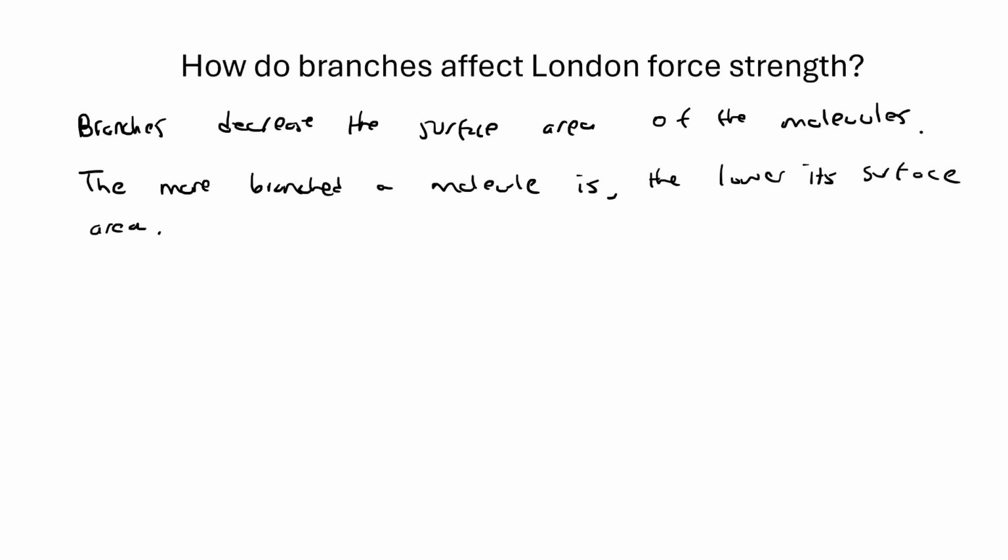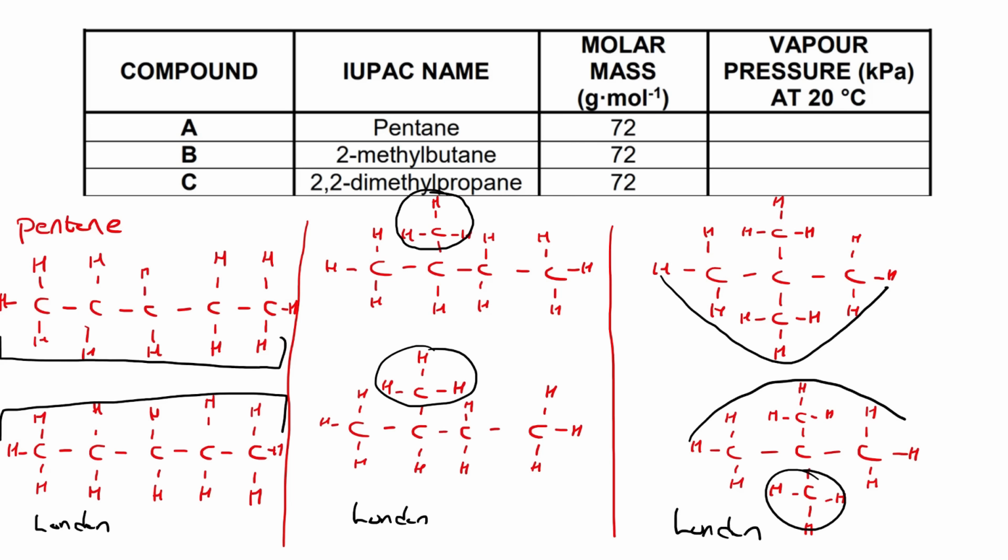Now, if you have a lower surface area, like for example over here, then there's less area where the London forces can operate. On this one, you can have loads of London forces, and it just ends up causing the London forces to overall be much stronger. Whereas here, there's less surface area available, so the London forces are not as strong.